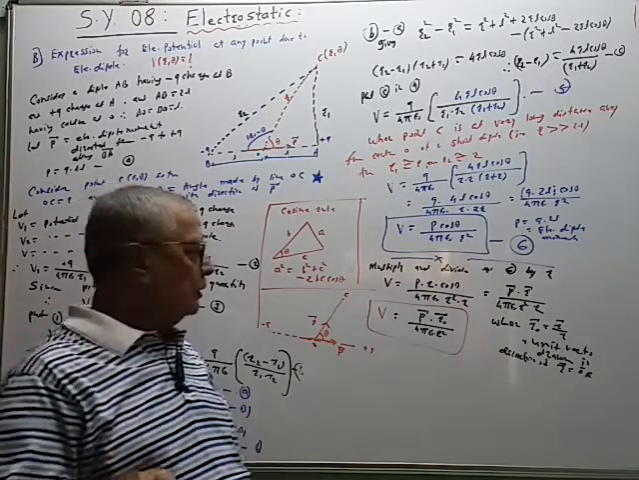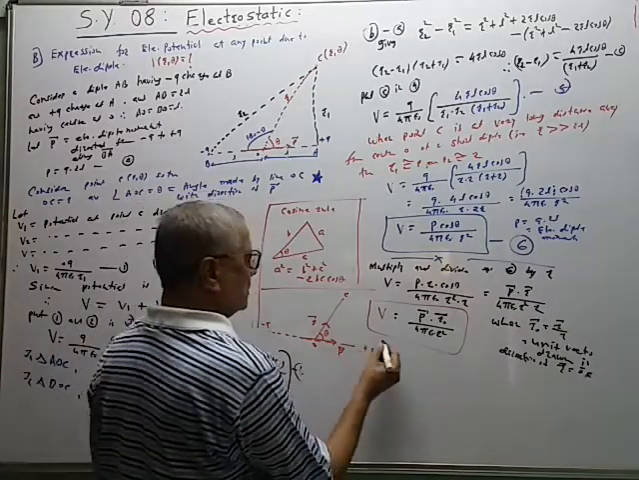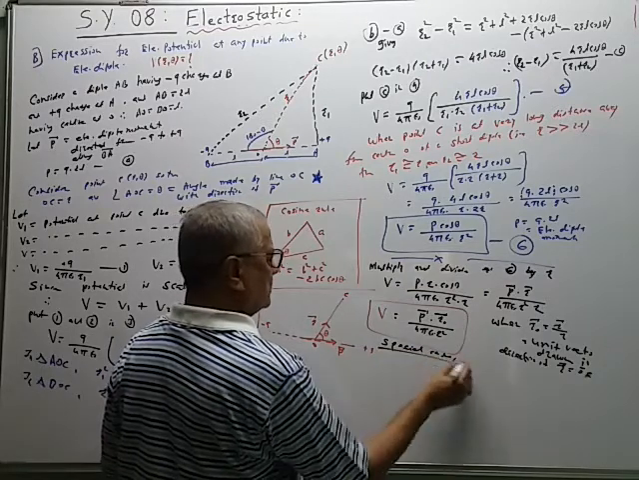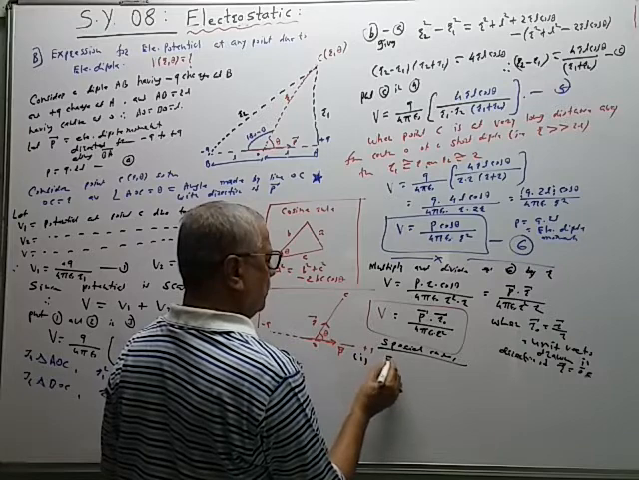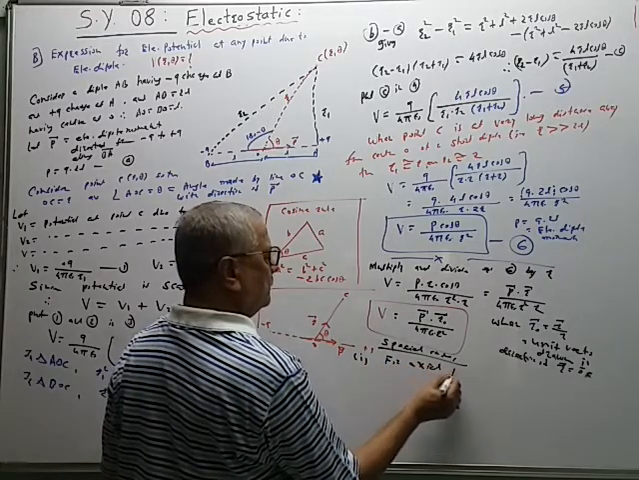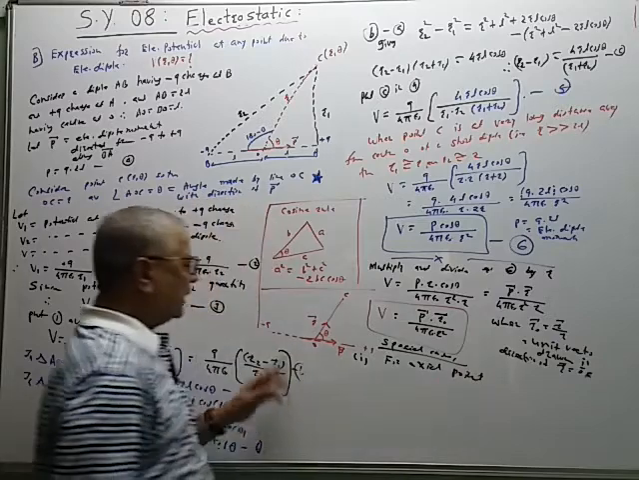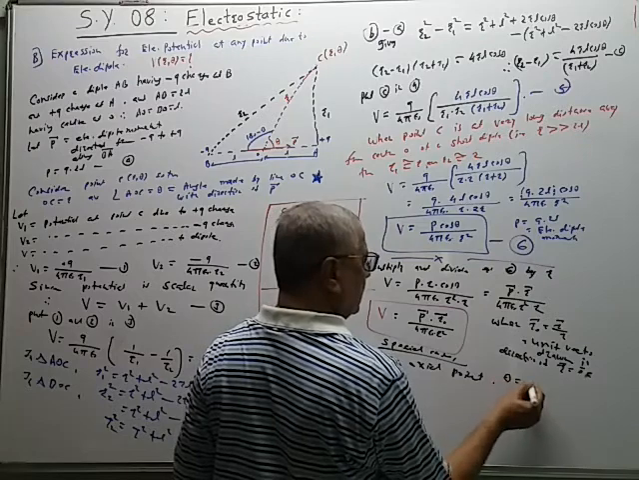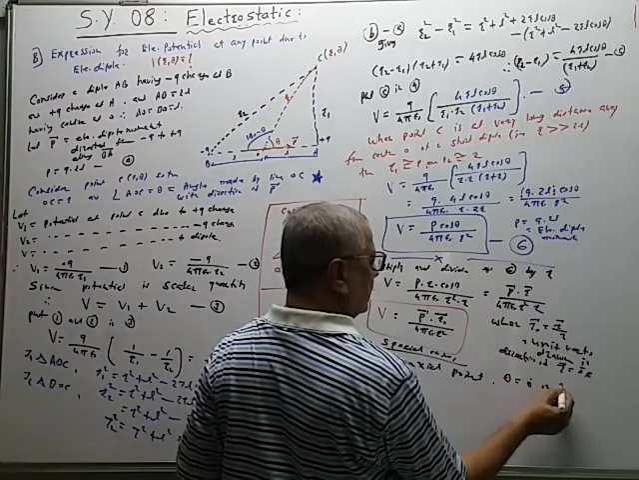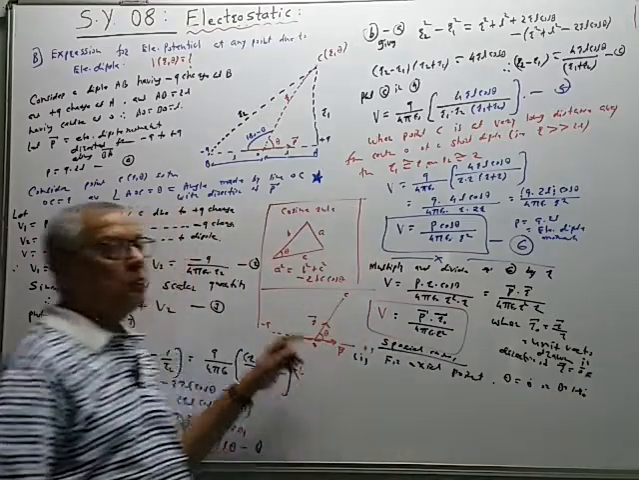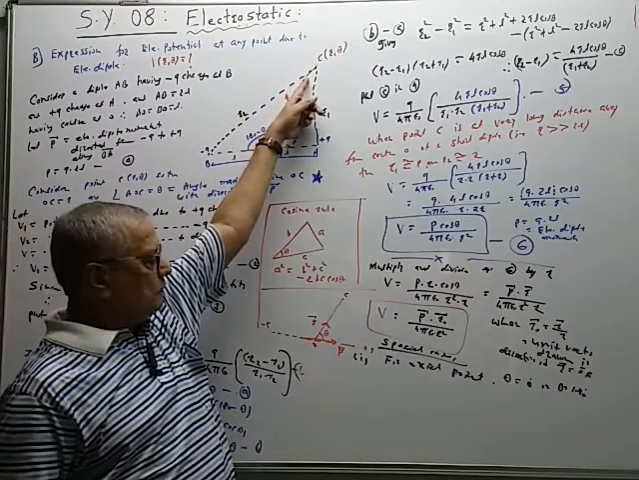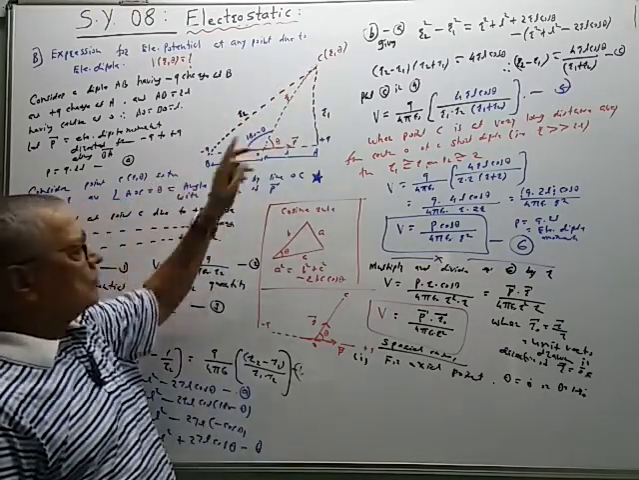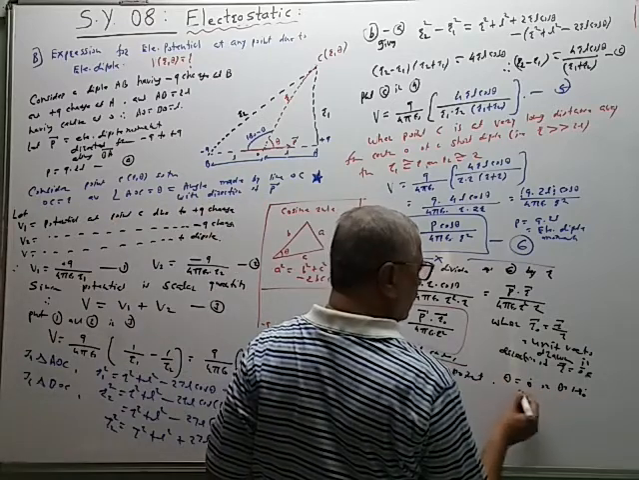Now the two special cases are like this. Special cases. One, for axial point, meaning we take the point on this line. So for axial point either theta is equal to 0 degree or theta is equal to 180 degree. If we take point C here, theta will be 0, and if we rotate the point and bring it to this side, theta will become 180. So theta is equal to 0 or theta is equal to 180 degree.